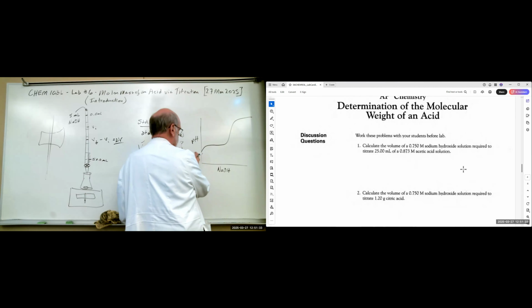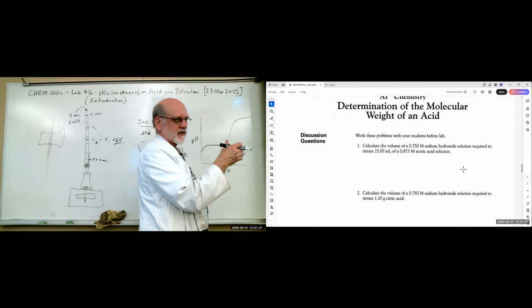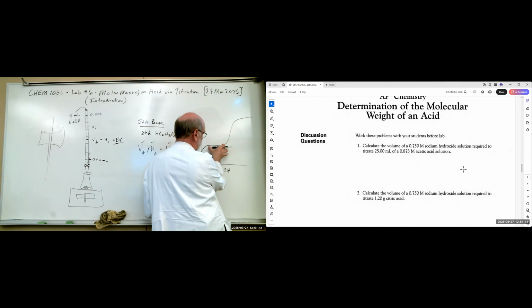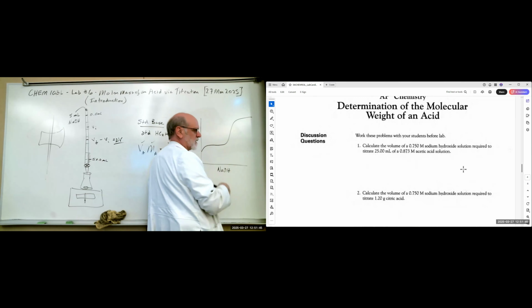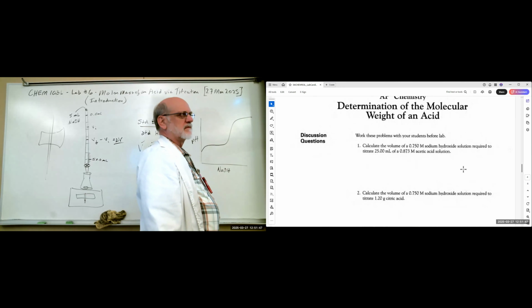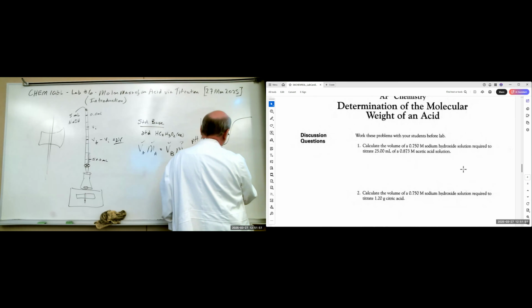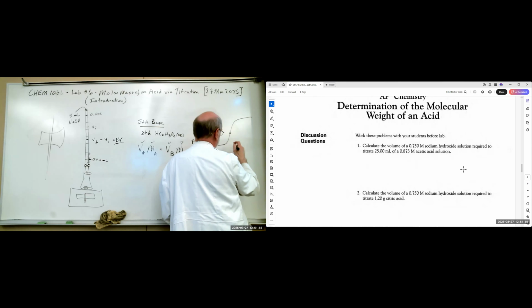So the pH of the acid would be measured here at around 3.5, something like that. Then you add a little base, and it goes up here. It flattens out. That's the buffer zone, and we'll talk about that next semester. But the equivalence point is right here in that steep part of the curve.